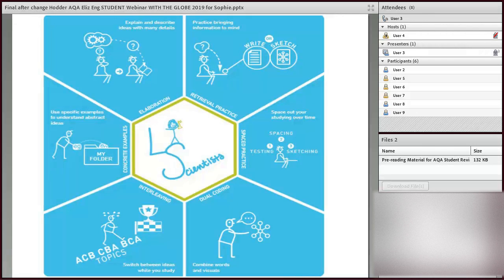These are all things, and there's 6 there, that you can look at and think about that might help you revise not just history, but anything that you're learning. But particularly, in this case, we're going to apply it to Elizabethan England.